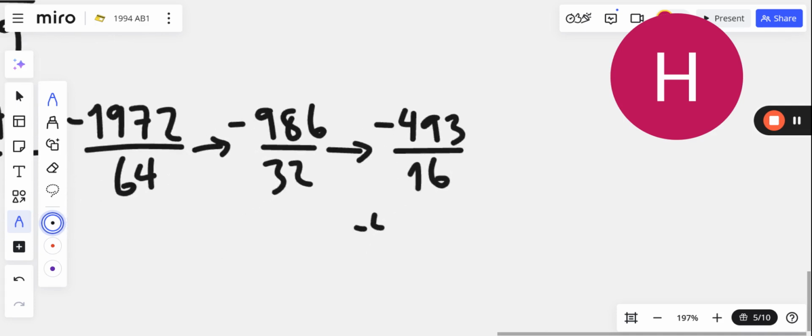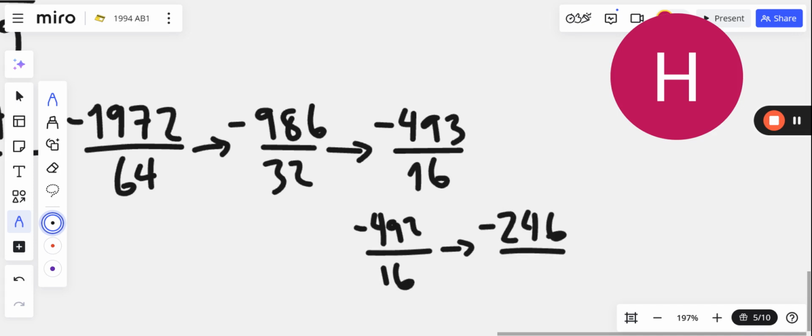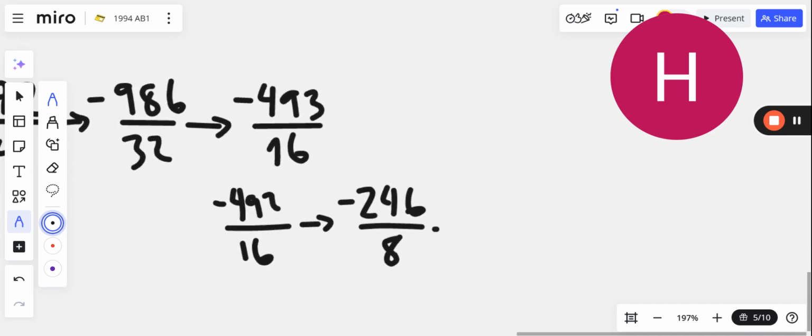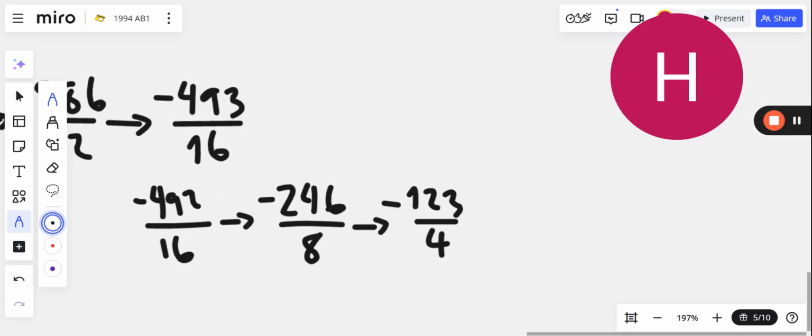Let's just, for the heck of it, convert this again slightly to negative 492. That way it divides by 2 nicely. And we're going to get negative 246 over 8. Divide this by 2 and we get negative 123 over 4. And so this is finally pretty easy to divide.